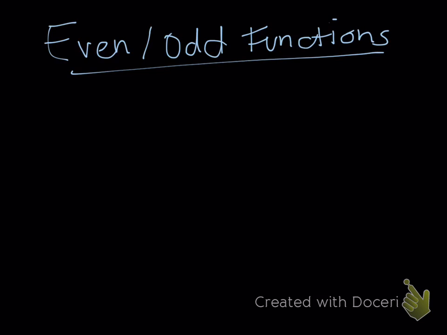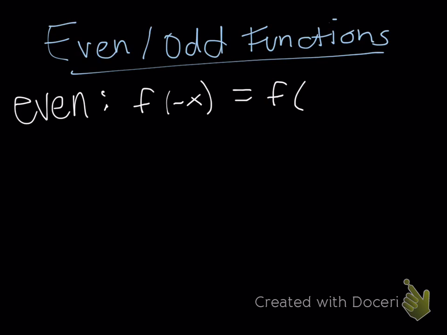So if a function is even, that means we evaluate the function at negative x. So everywhere I would see an x, I would plug in a negative x. And if I get the exact same result as the original function prior to plugging in the negative x, we say the function is even.